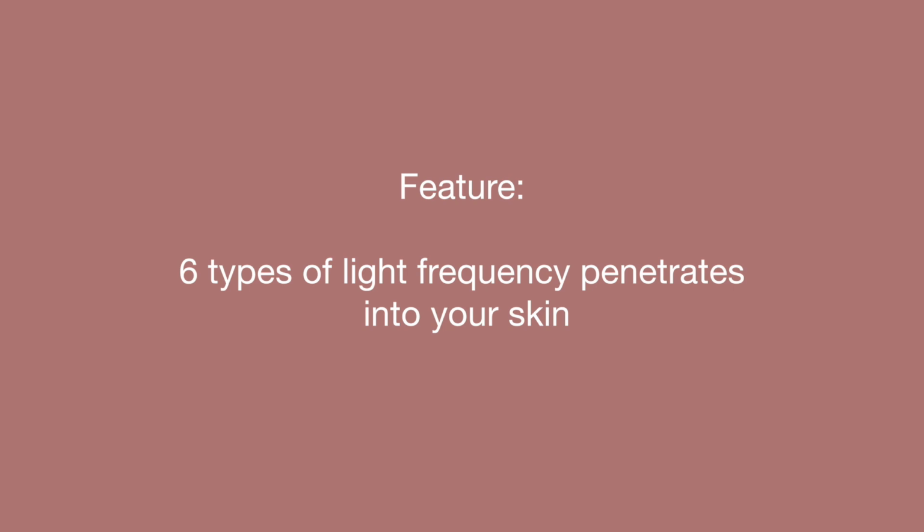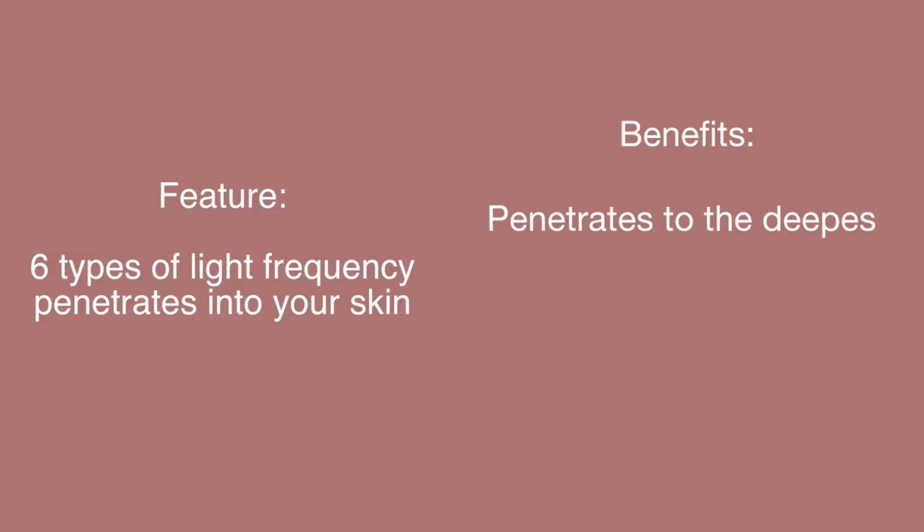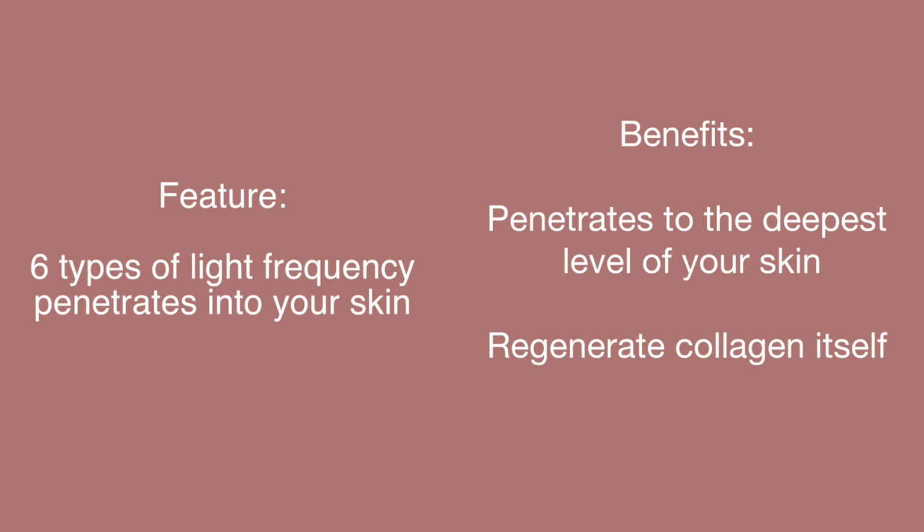And the last example that I have for you today is that these machines have 6 types of light frequencies that penetrate into your skin. From the customer's perspective, perhaps they don't really care how many types of light frequencies penetrate into your skin. All they want to know is that these machines penetrate to the deepest level of your skin, and it allows yourself to regenerate collagen later on by itself. These are the benefits that the customer wants to hear, versus the features of the treatments that you're offering.